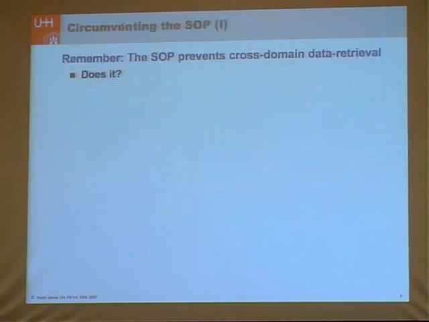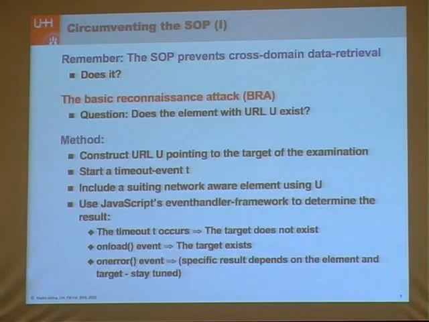So what does this mean? The same origin policy should prevent cross-domain data retrieval, right? So what can we do with this indirect communication? We can do something that I call the basic reconnaissance attack. The basic reconnaissance attack has one purpose only. It allows the attacker to make a binary decision: does the element that I reference with the URL u exist or doesn't it exist? The method is always the same. You can do reconnaissance in different elements.